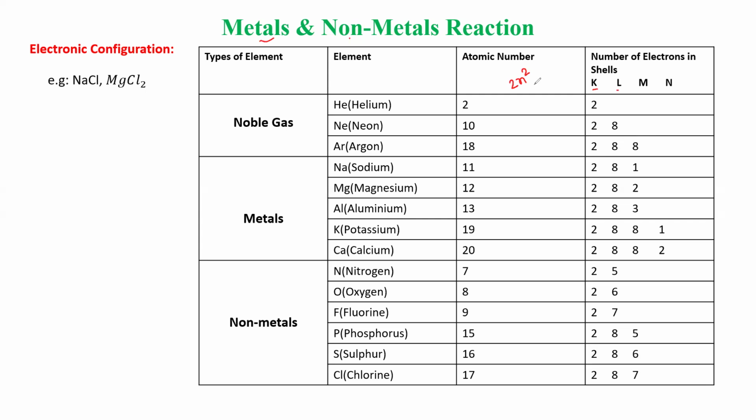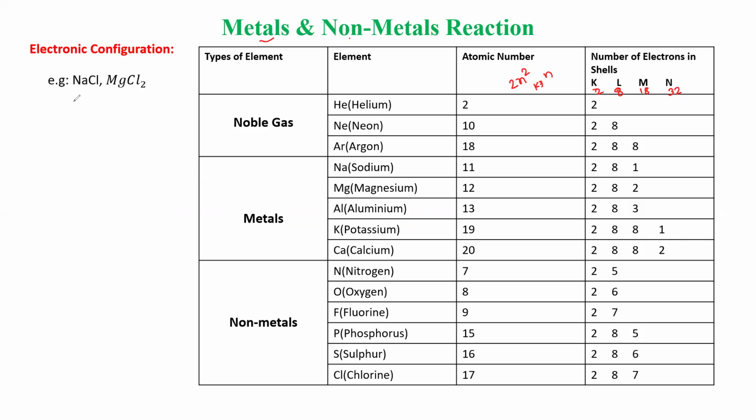For K, n equals 1, so the maximum number of electrons is 2. For L, n equals 2: 2 squared is 4, times 2 is 8. For n equals 3, 3 squared is 9, 9 times 2 is 18. For n equals 4, 4 squared is 16, times 2 is 32. So 2, 8, 18, 32 are the maximum capacity of the particular orbit.